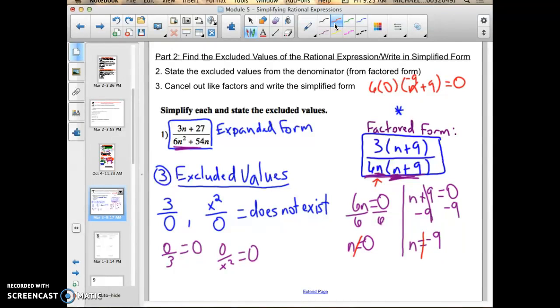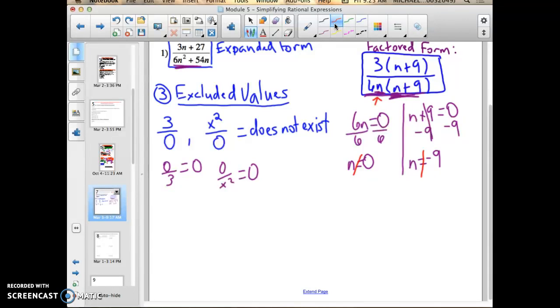So again, I can't have 0 in the denominator. That's why my excluded values need to be notated as n can't equal 0, and it can't equal -9. That is part 3. I have found my excluded values for this denominator of that rational expression in factored form. Now again, it's always in the denominator, and the factors might look different, but the process is the same. You set the factors equal to 0, and then say that those numbers can't be included in the rational expression because they make the denominator 0, and that doesn't exist. So finally, that's part 3.